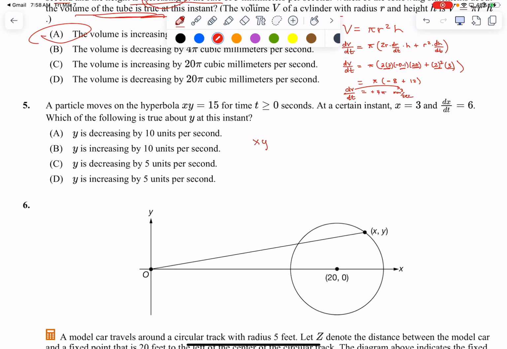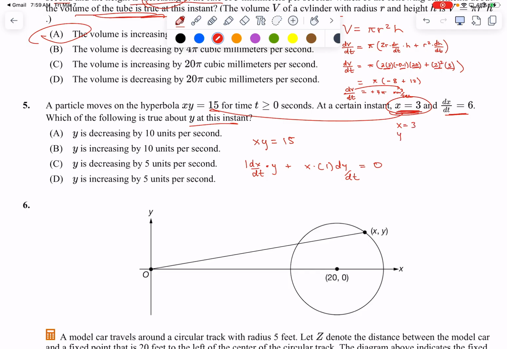You've got xy is equal to 15. We'll just do it. So you're going to have dx/dt times y plus x times dy/dt. You don't have to put those ones. It's equal to 0. And then you just plug in what you know. At a certain instant, they say x is equal to 3, dx/dt is equal to 6. Which of the following is true about y at that instant? As x is equal to 3, we would want to know what y is. So when x is equal to 3, what does y equal? 5. Yeah, y would equal 5.